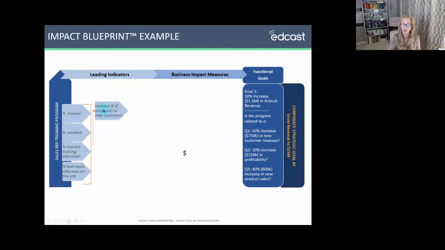What we would do is set a baseline and say, okay, today we have 20 proposals going out to new customers a quarter, and we want to change that. We want to double that. We want 40 proposals to new customers going out a quarter. So you would set a baseline of 40 per quarter, and then you're going to measure and see if you're hitting that 40 each quarter.